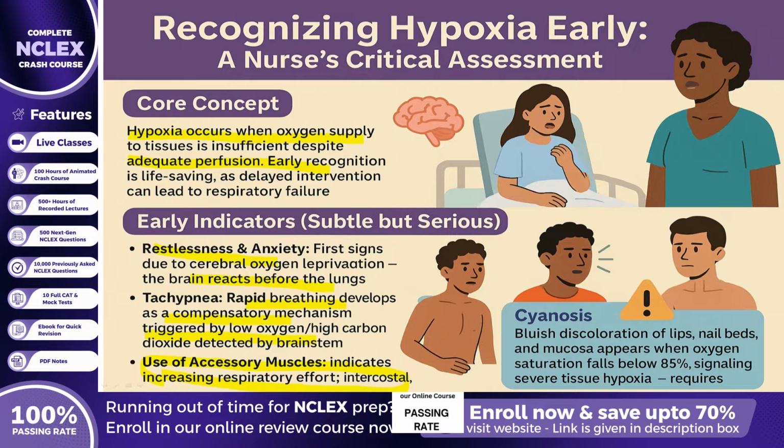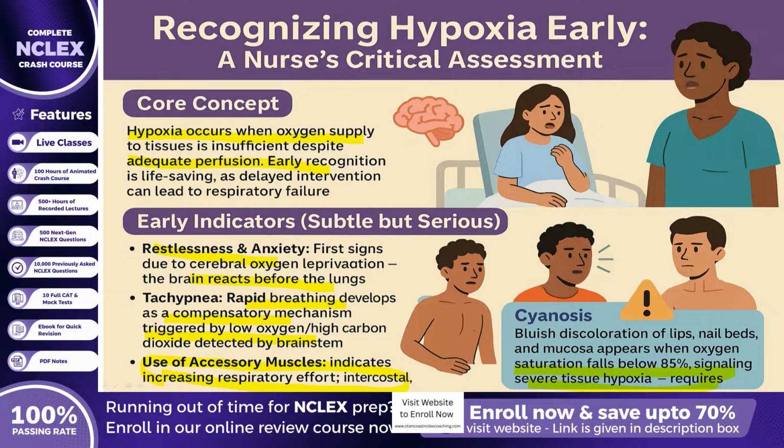Eventually, if the condition continues to worsen, cyanosis appears as a late and ominous sign. The bluish discoloration of the lips, nail beds, and mucous membranes occurs when oxygen saturation drops below 85%. By the time cyanosis is visible, tissue hypoxia is already severe and requires immediate oxygen therapy or even advanced airway management to restore adequate oxygen levels.